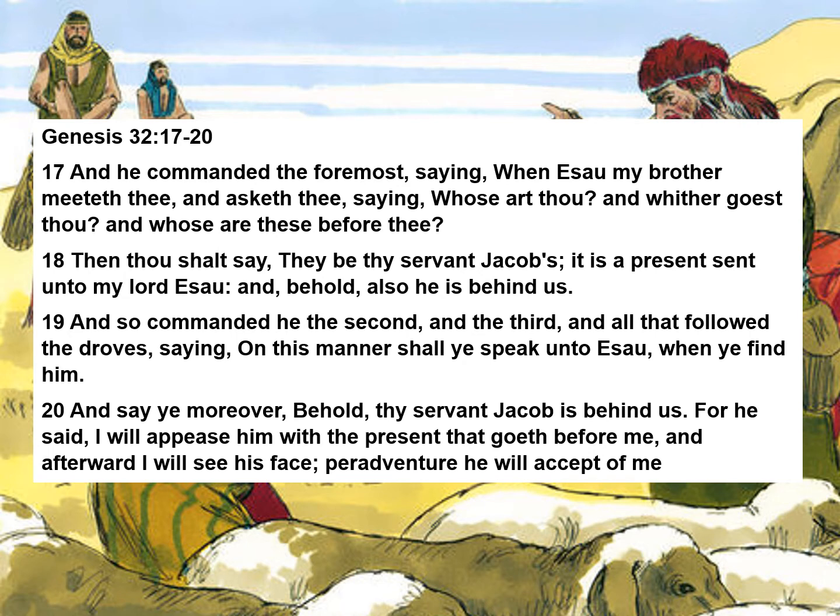Genesis 32, 17 through 20. And he commanded the foremost, saying, When Esau my brother meeteth thee, and asketh thee, saying, Whose art thou? And whither goest thou? And whose are these before thee? Then thou shalt say, They be thy servant Jacob's. It is a present sent unto my lord Esau, and behold also he is behind us. And so he commanded the second, and the third, and all that followed the drove, saying, On this manner shall ye speak unto Esau when ye find him. And say ye moreover, Behold, thy servant Jacob is behind us, for he said, I will appease him with the present that goeth before me, and afterward I will see his face. Peradventure he will accept me.